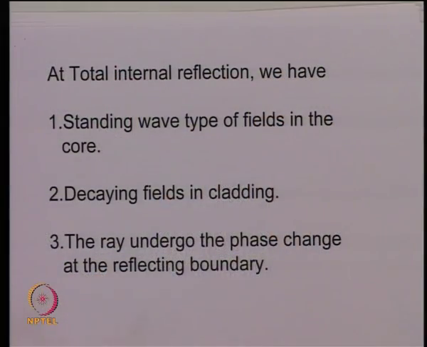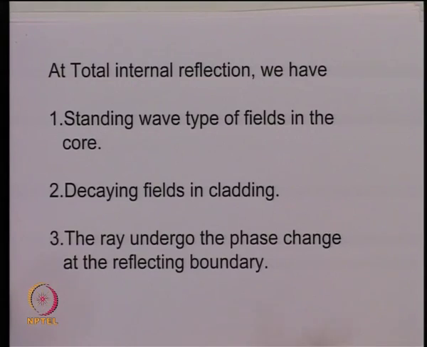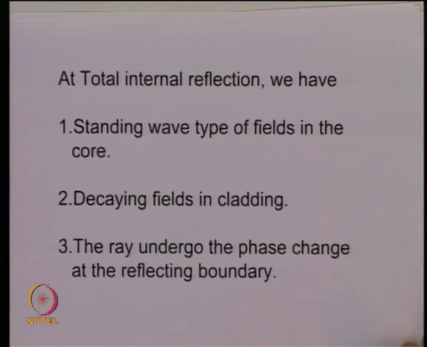Then we have said that for total internal reflection, three things are to be noted. One is the standing wave type of field inside the core, and the decaying field inside the cladding, and when the phase undergoes total internal reflection, there is a sudden phase change at the boundary. So, you have these three things happening when total internal reflection takes place.